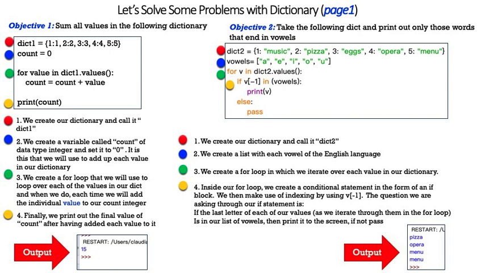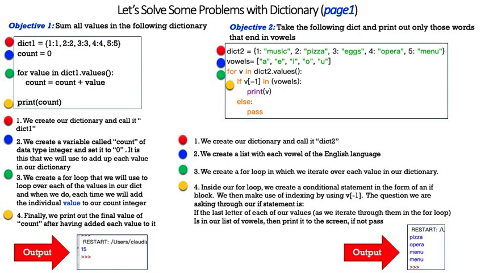To the right-hand side, objective number 2, take the following dictionary and print out only those words that end in vowels. So how will we solve this? So here, we first create our dictionary and we call it dict2. We then create a list with each vowel from the English language, A, E, I, O, U. We create a for loop in which we iterate over each value in our dictionary. So for v in dict2.values.